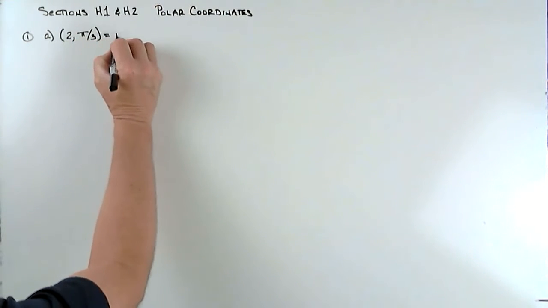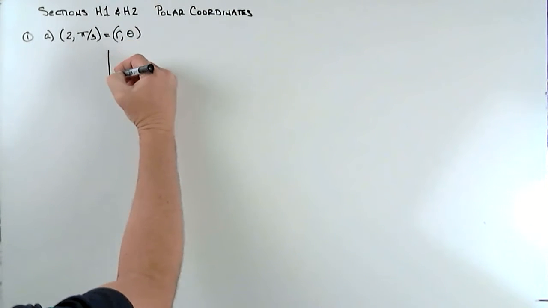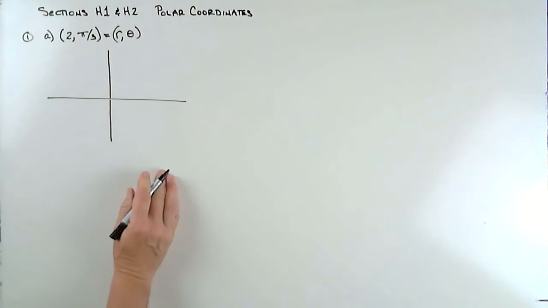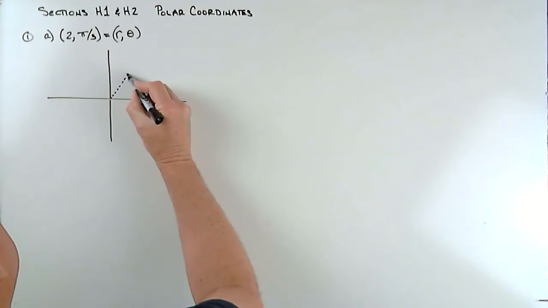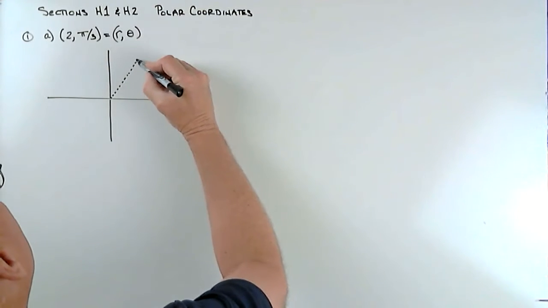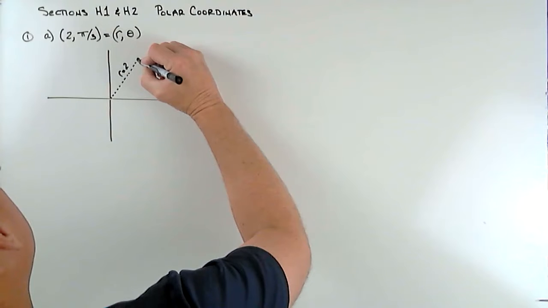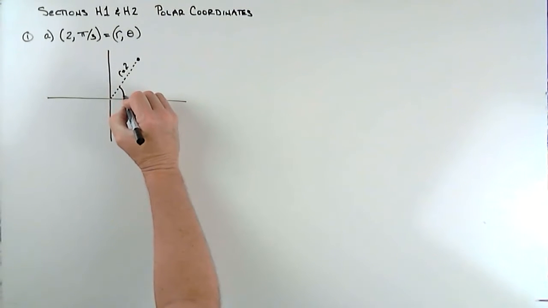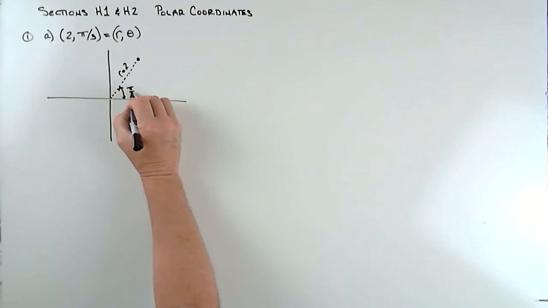Now remember, that's r, theta. So if we draw this point, we have r is 2 and theta is pi over 3. So we have pi over 3 here. That's our angle. And we're going to go out 2. So this is our point right here, if this angle right here is pi over 3.